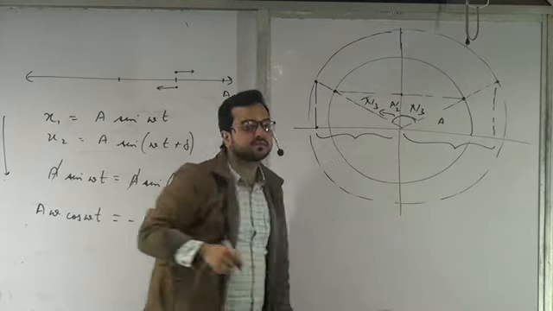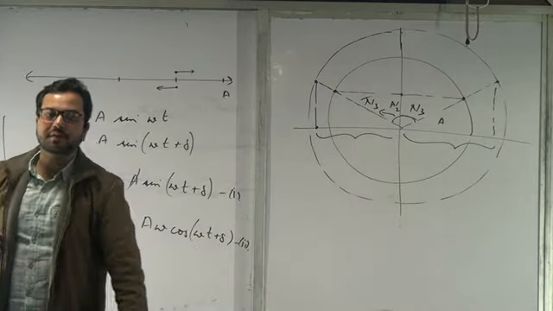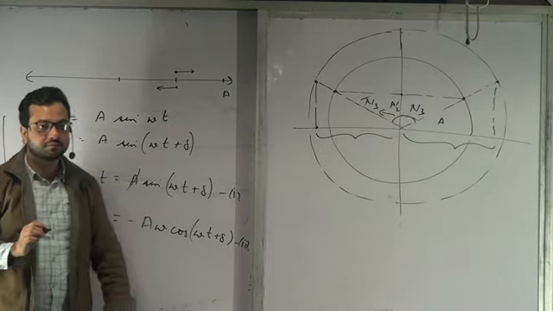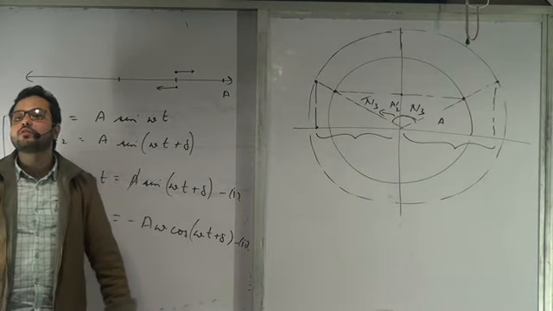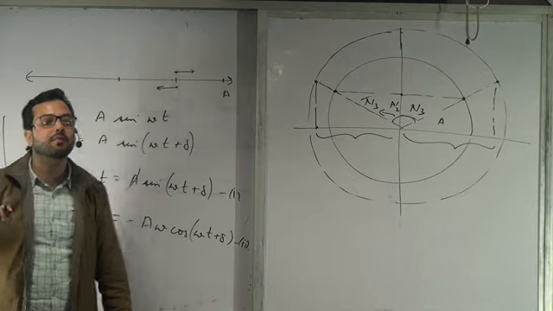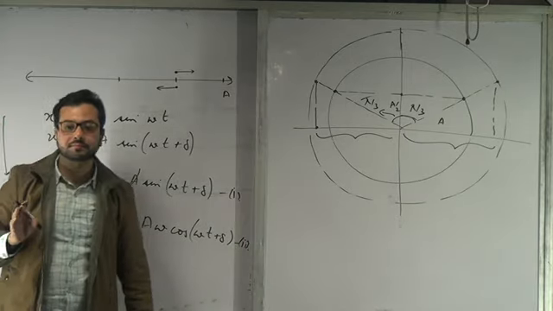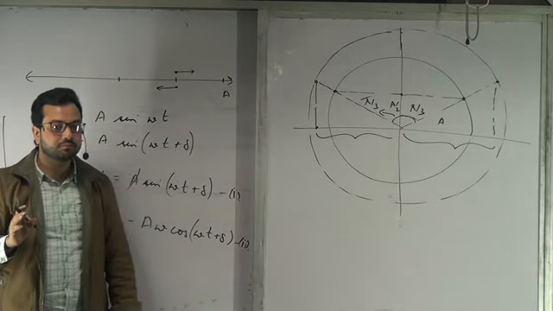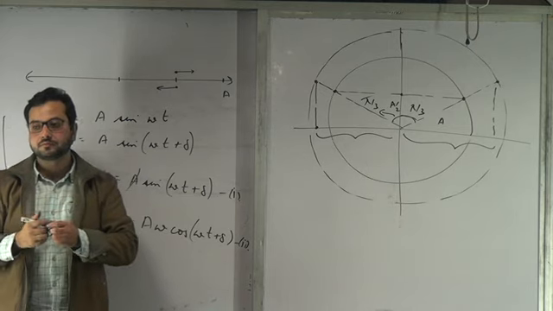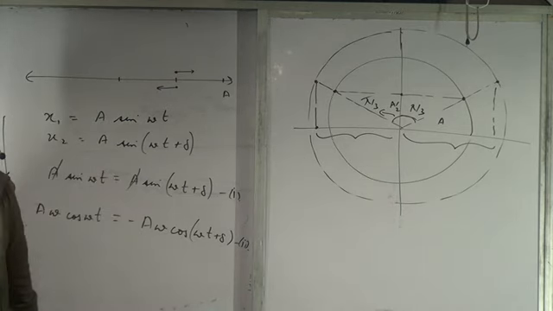So what is the phase difference between the particles? 2 pi by 3. That's it. Is that clear? All you need to do is plot the particles, the position of the particles correctly, and then you'll be fine. Any problem?